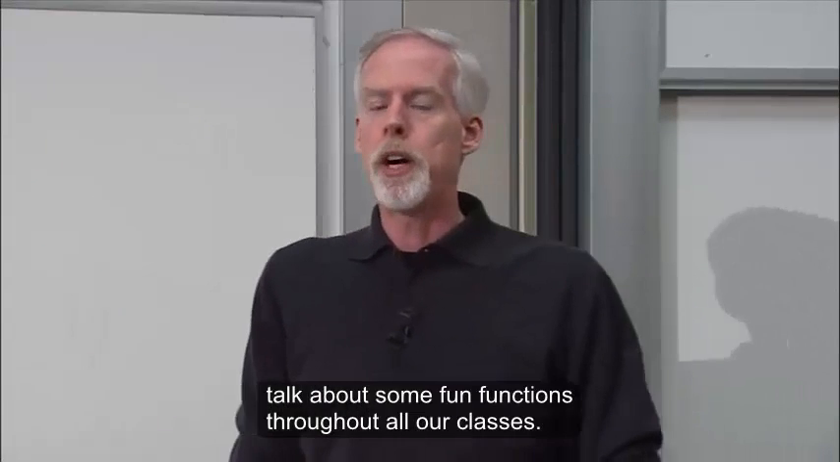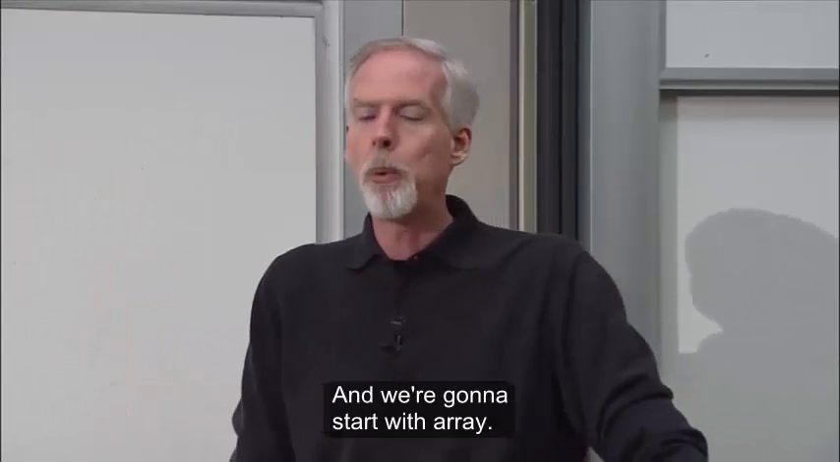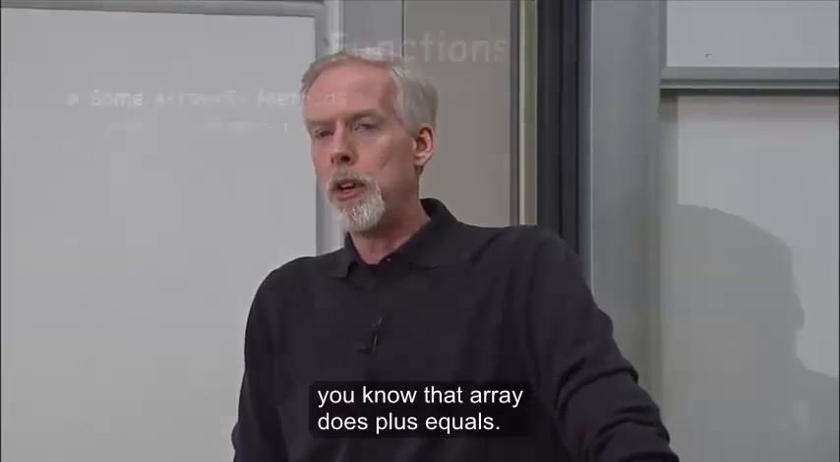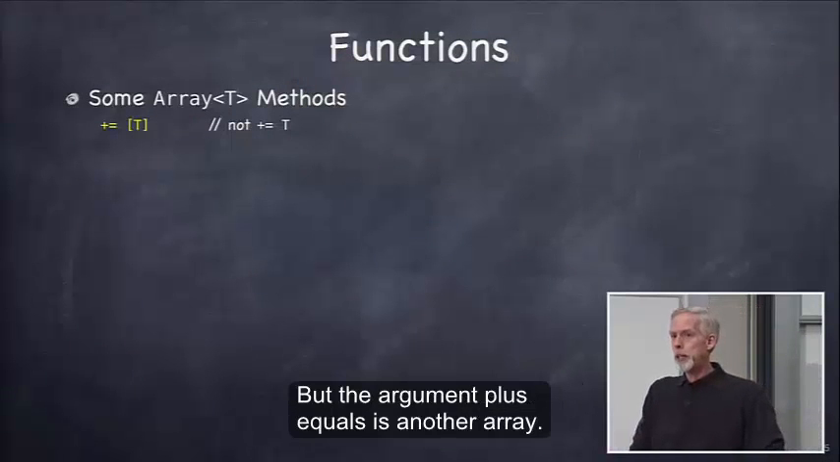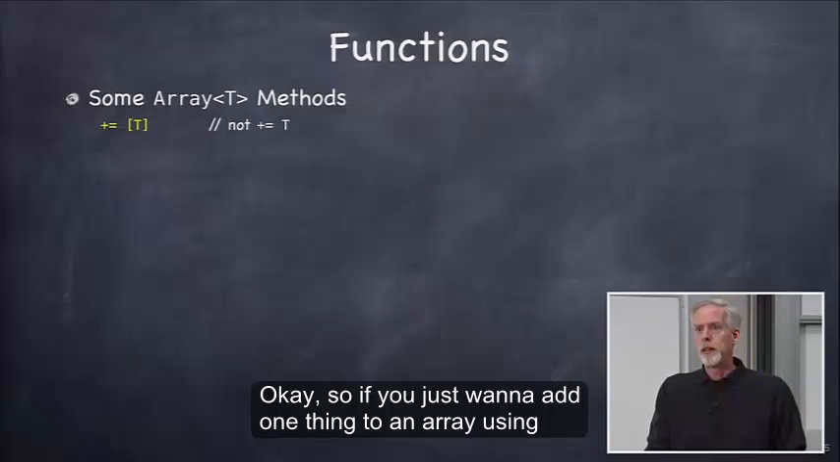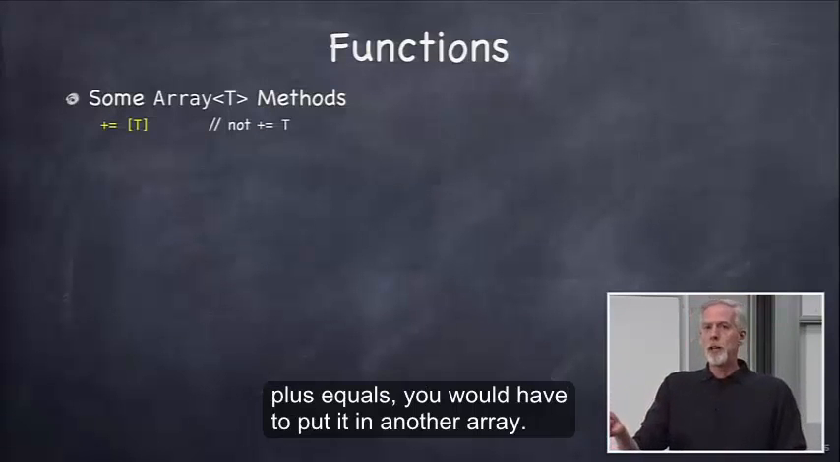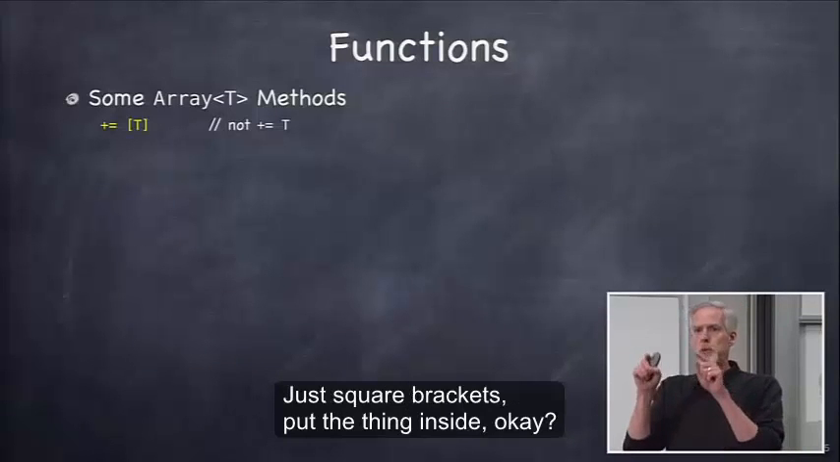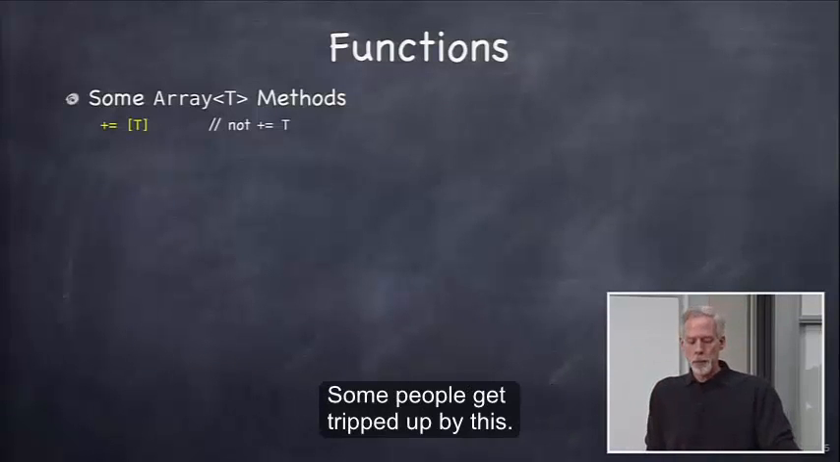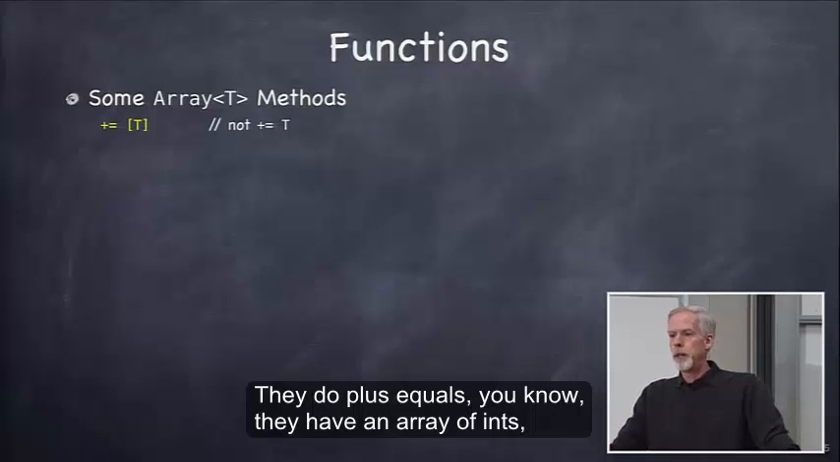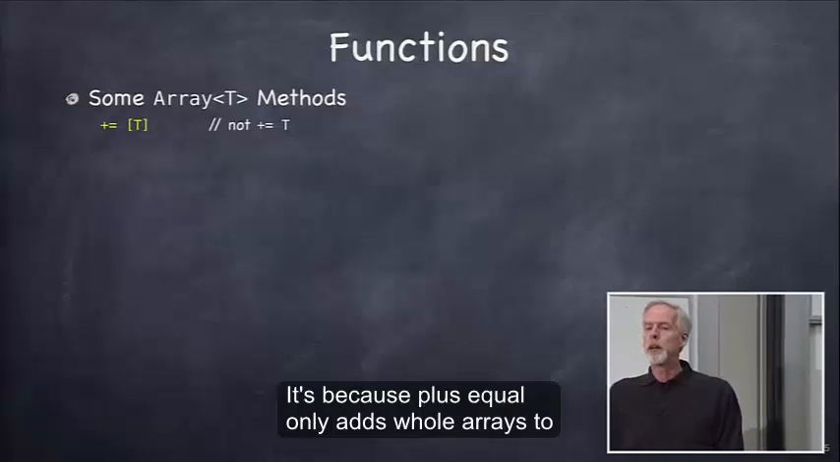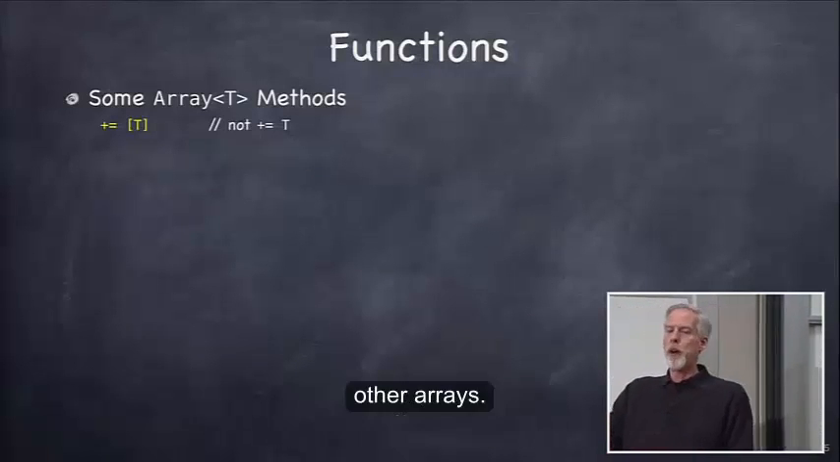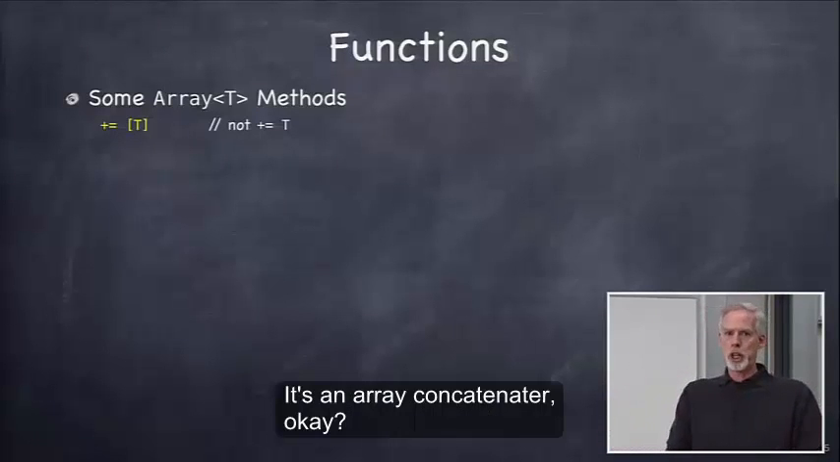Okay, so now let's just talk about some fun functions throughout all our classes, and we're going to start with array. First of all, you know that array does plus equals. You can say array plus equals, but the argument to plus equals is another array. Okay, so if you just want to add one thing to an array using plus equals, you would have to put it in another array, just square brackets, put the thing inside. Okay, some people get tripped up by this. They have an array of ints, and they say my array of ints plus equals an int, and they're like, wow, why doesn't it work? It's because plus equals only adds whole arrays to other arrays. It's an array concatenator.